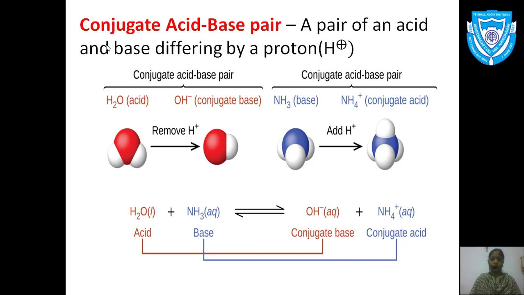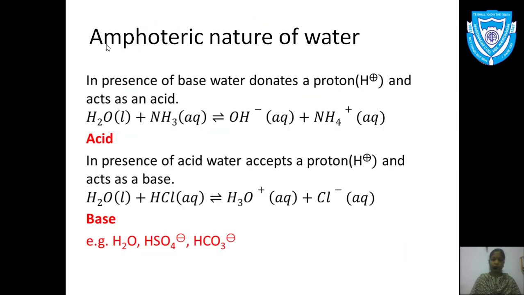Thus the Bronsted concept of acid and base involves a variety of compounds which act either as an acid or a base. Also this concept is independent of the solvent. Now we will go to the next small topic, known as the amphoteric nature of water. In the presence of a base, water donates the proton and acts as an acid. See the reaction here, water plus ammonia NH3 gives OH minus ion plus NH4 plus.